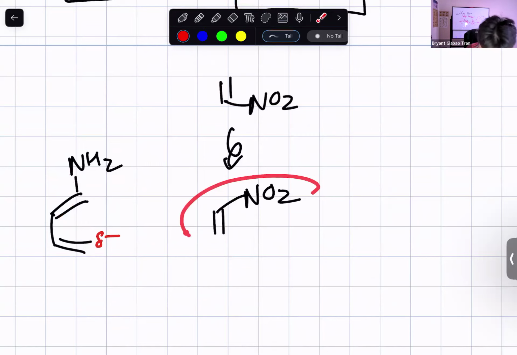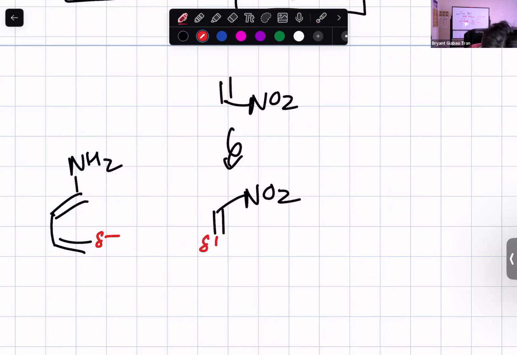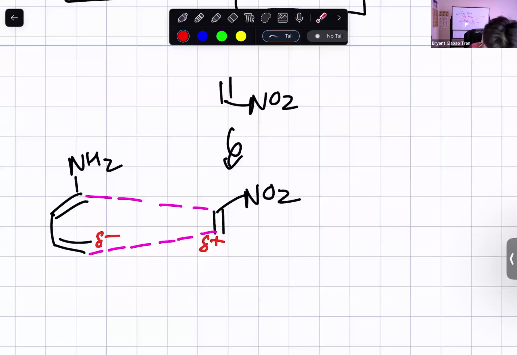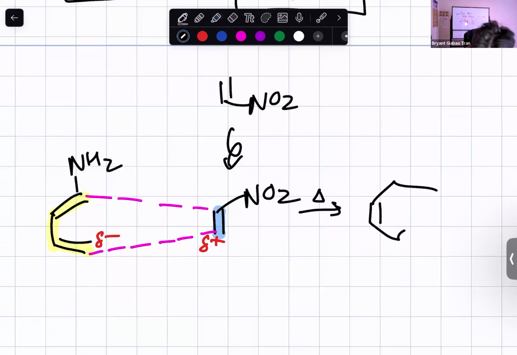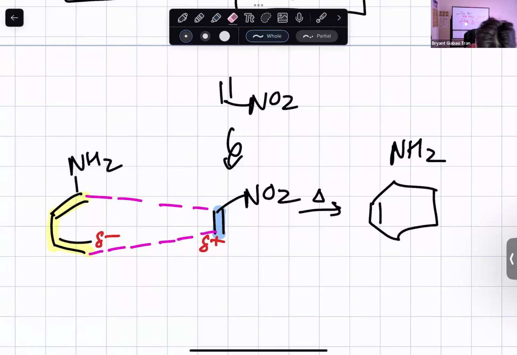And now for the EWG, it's withdrawing electrons. So it's taking electrons from the dienophile, giving this carbon here a positive charge because it's losing a bond, right? And now we see that the charges do align between the diene and dienophile, right? That's much faster than drawing out all the resonance structures, okay? And now we could proceed with the Diels-Alder product like this. NH2, let's make that dash, NO2 dash, racemic.